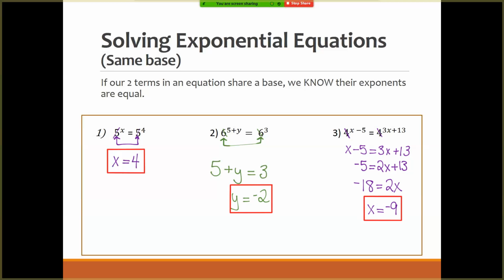So here are 3 pretty straightforward examples. The bases automatically matched. Anytime your bases match, we can cancel them out. Set your exponents equal to each other.